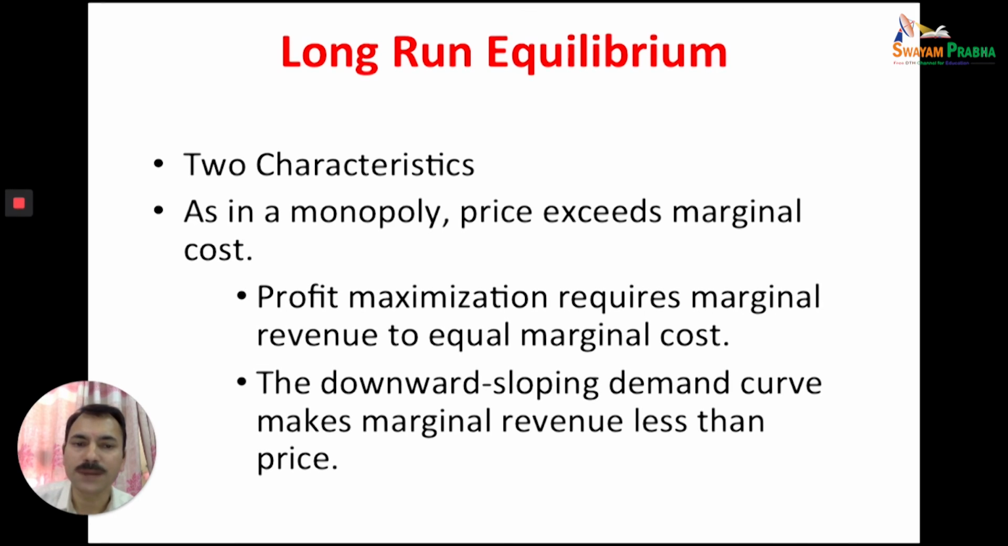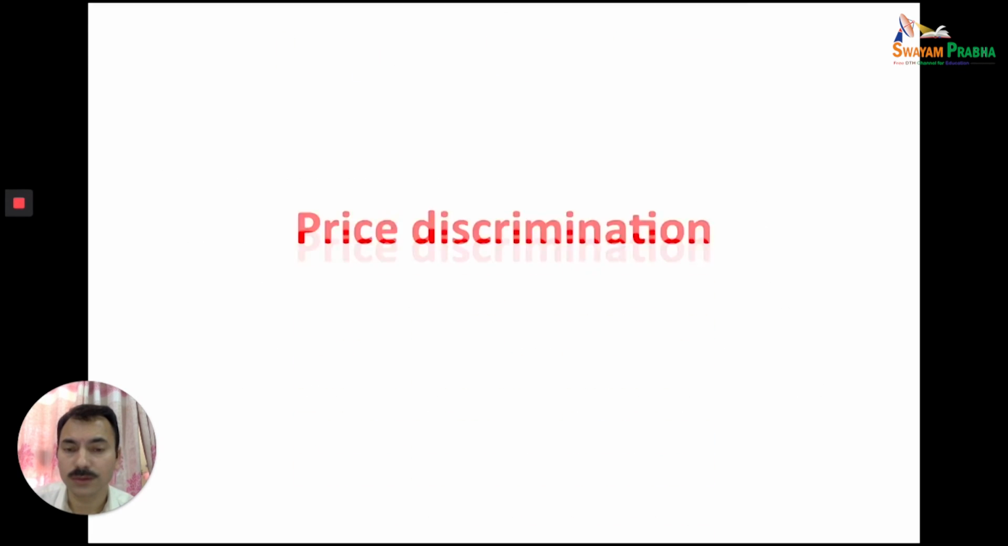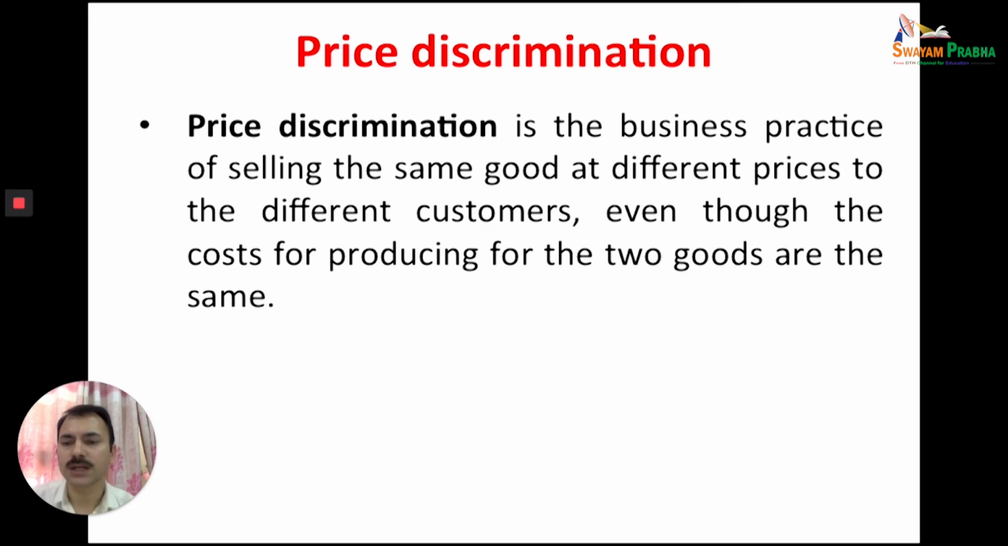As monopoly price exceeds the marginal cost, profit maximization requires marginal revenue equal to marginal cost, and the downward sloping demand curve is the most important feature of a monopoly market. Now the next part is about price discrimination. Because the monopolist has full control over the price, he or she can discriminate the price.